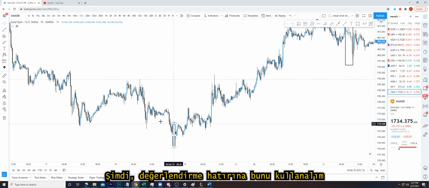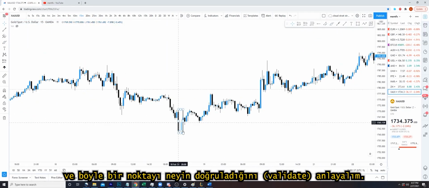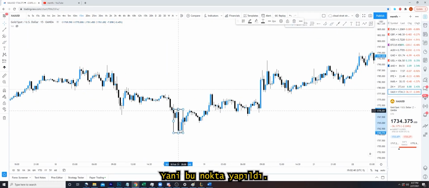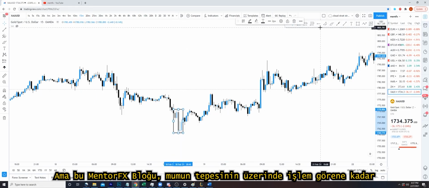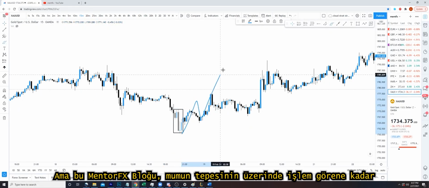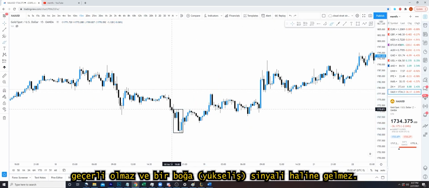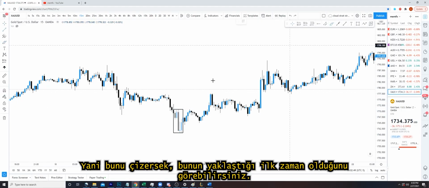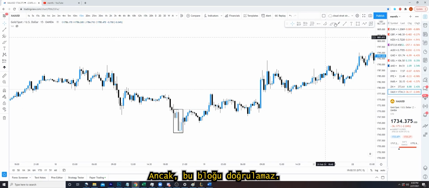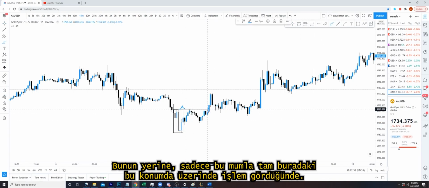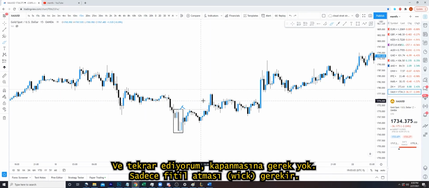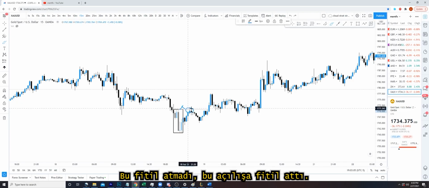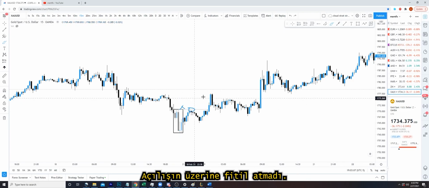Now, let's use this one just for the sake of assessment and understand what validates a point like this. This point is made, but this MentorFX block does not become valid and does not become a bullish signal until it trades above the high of the candle. If we draw this across, you can see that this is the first time it got close. However, this does not validate this block. Only when it trades above in this location right here with this candle, and again, it does not have to close, it only has to wick it. This did not wick above the open, it wicked the open.